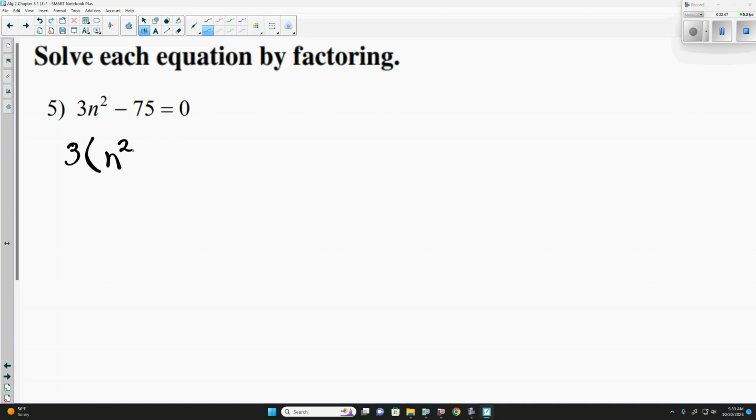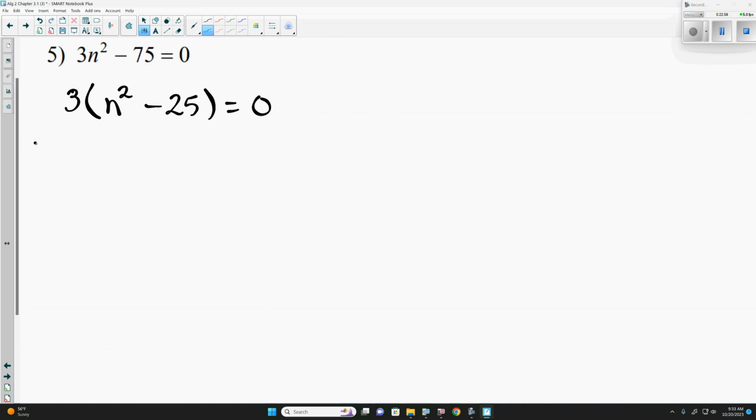Which leaves us with n squared minus 75 divided by 3, which is 25, equal to 0. Now we've factored out all the greatest common factors. So we'll have 2 sets of parentheses equal to 0. I'm going to get a different color on one. Purple. So we have n squared, yes?